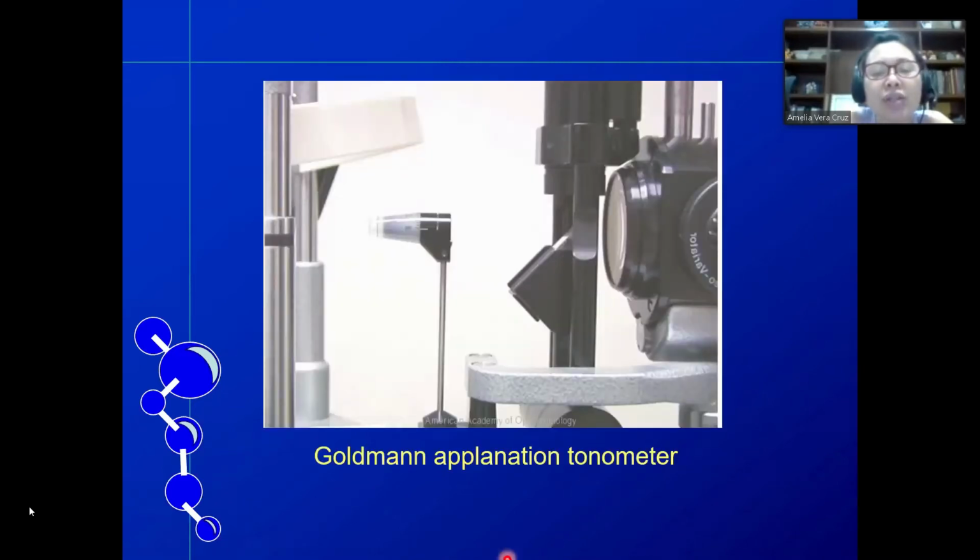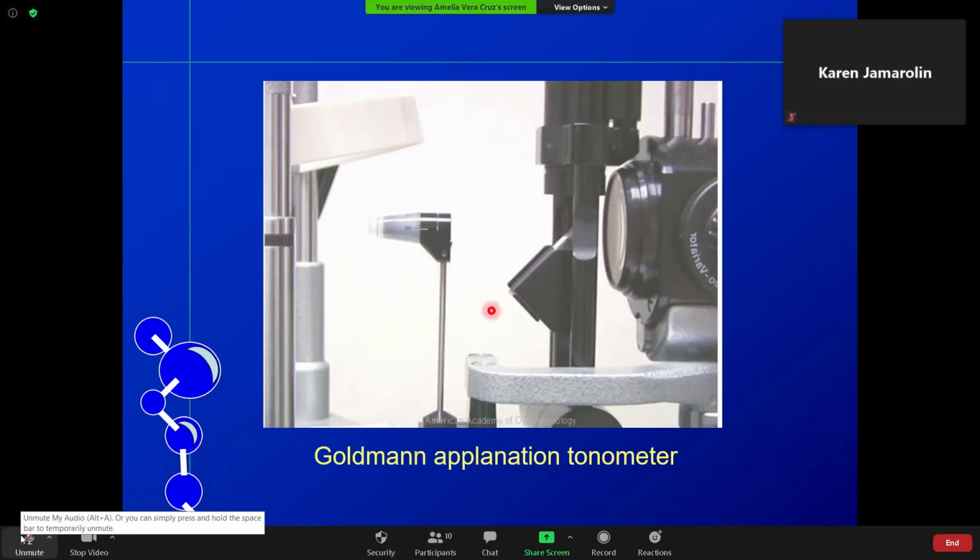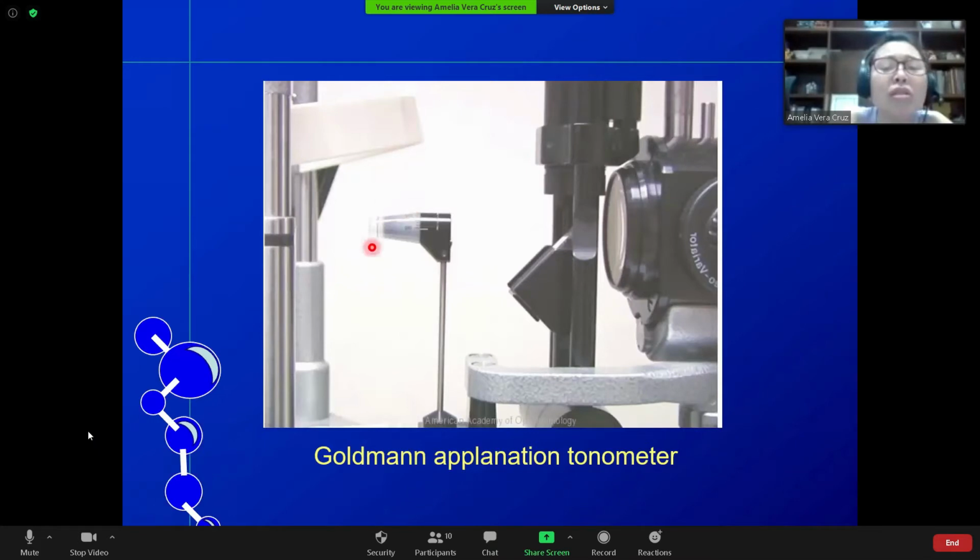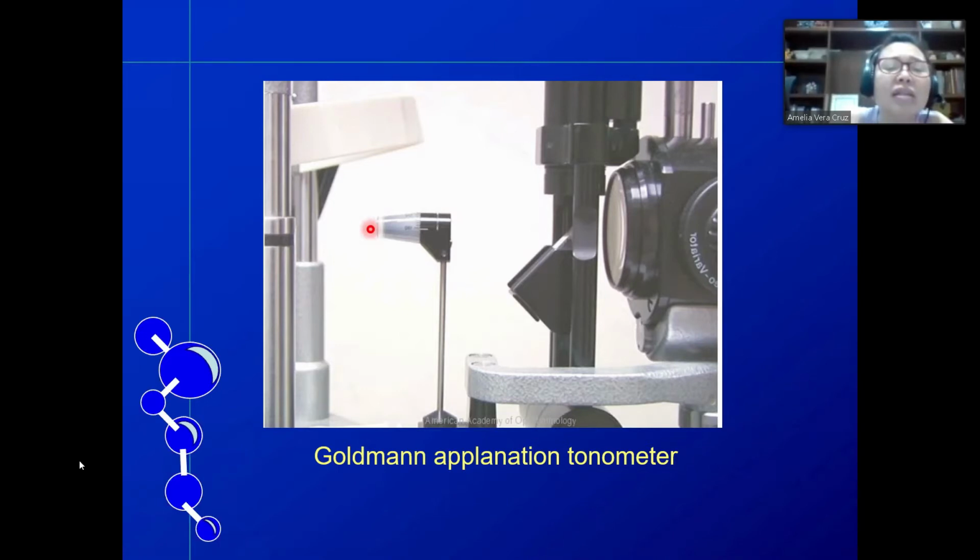Oh, this is your Goldman applanation tonometer. Have you seen this one? Di ba pinapunta ko kayo sa clinic? Oh, this one you should use in a slit lamp. Hindi ito pwedeng hawakan mo lang. You will place fluorescent dye there. Then place anesthetic on the eye of the patient. Then this one will go in contact to your cornea. Okay?